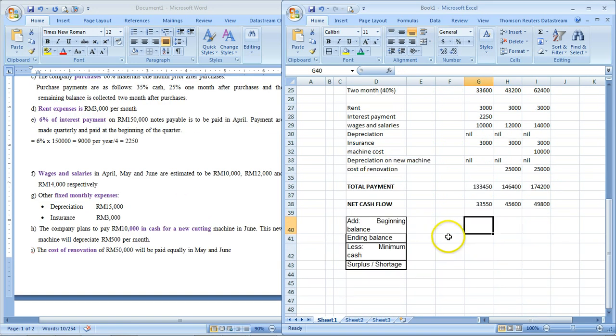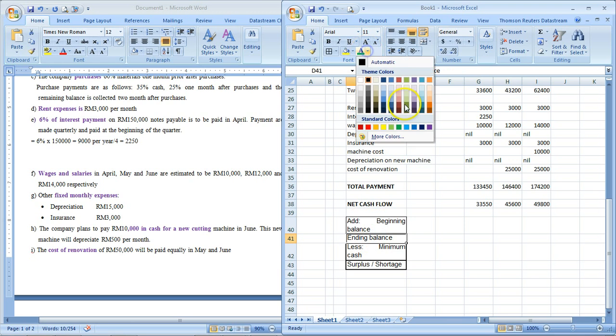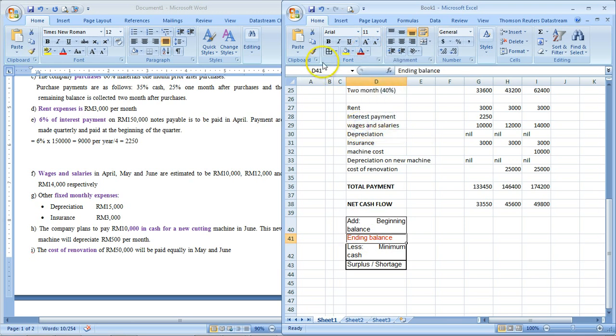Alright, after you get your net cash flow, don't forget to follow this format. Please students, follow this format. We have a lot of format. I allow you to follow this format. Add beginning balance, then you get your ending balance. Then you minus your minimum cash requirement, then you will get either surplus or shortage.